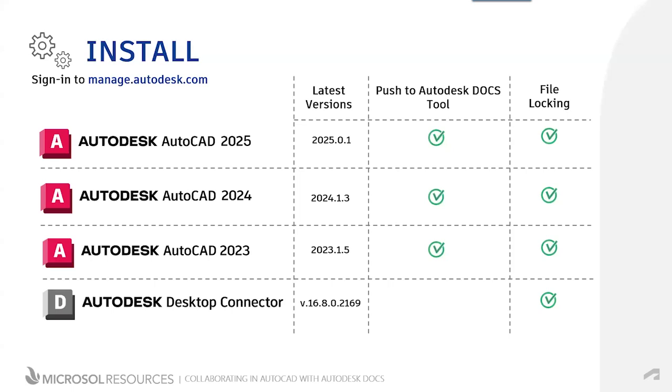To access the latest version of your Autodesk products, sign in to manage.autodesk.com with your credentials and select the software you want to update. Aside from AutoCAD, Desktop Connector is an integral part of the collaboration process, and the latest version can also be downloaded from manage.autodesk.com.